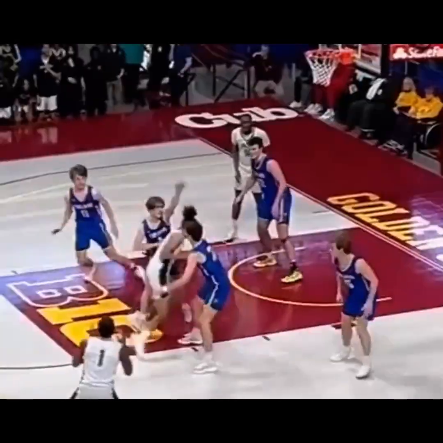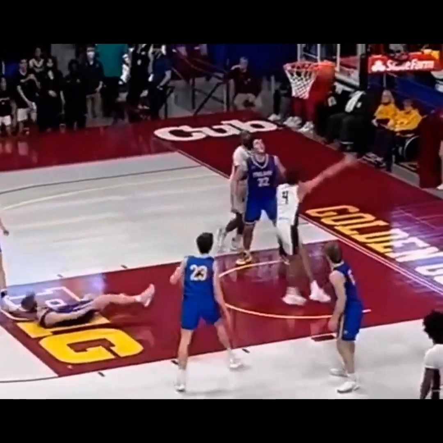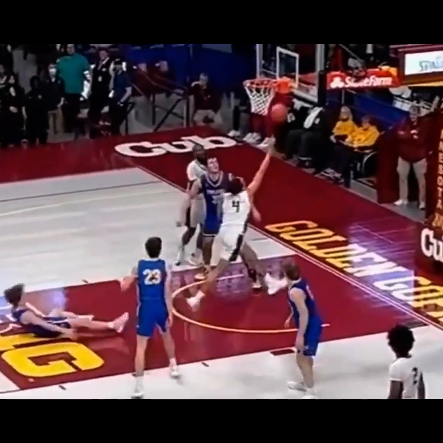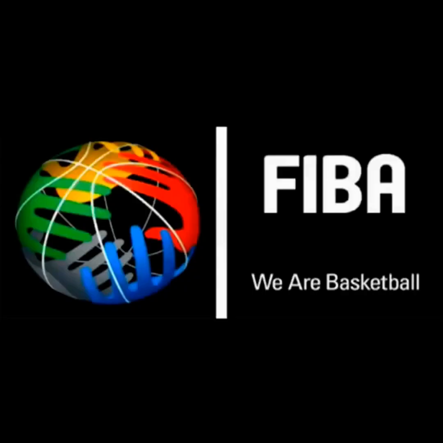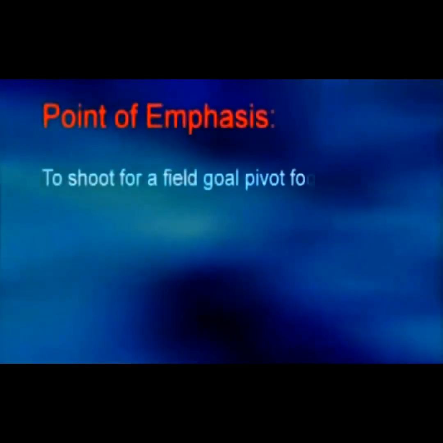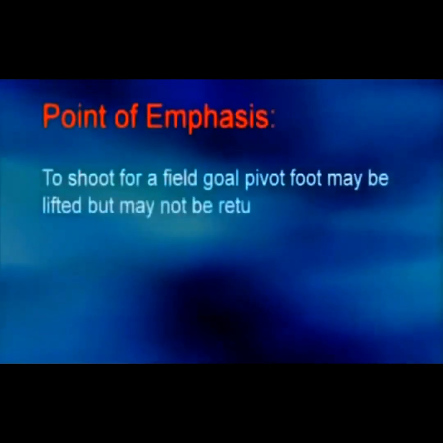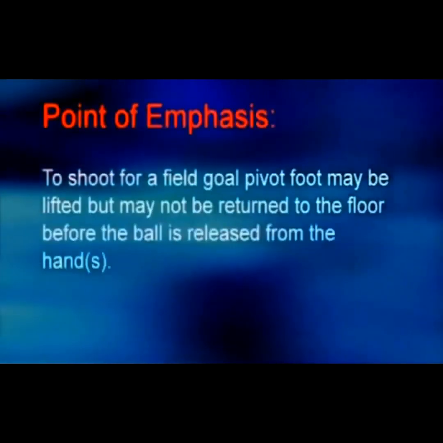The left foot is the pivot foot, and he picks it up, steps through, but never puts it back on the ground and shoots. And this is a legal play. So, point of emphasis. To shoot for a field goal, the pivot foot may be lifted, but may not be returned to the floor before the ball is released from the hands.